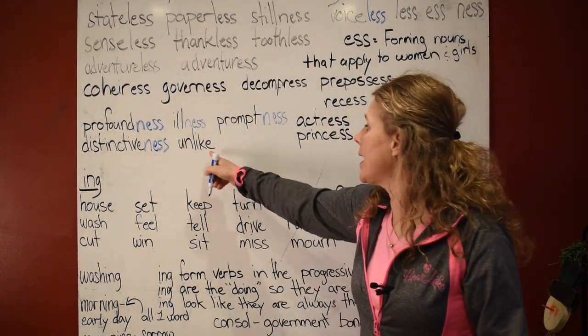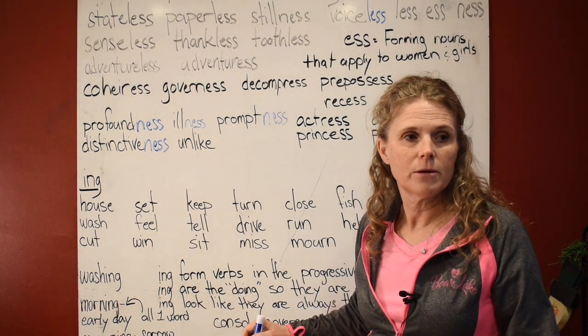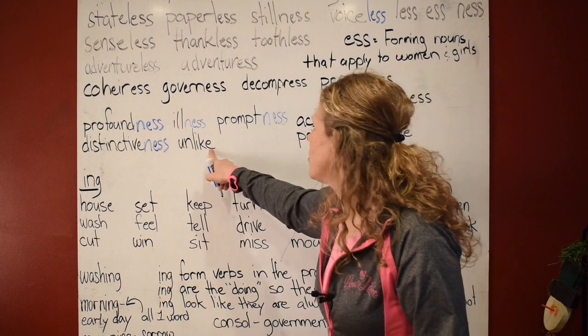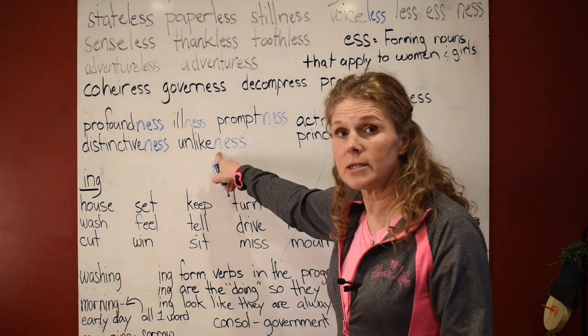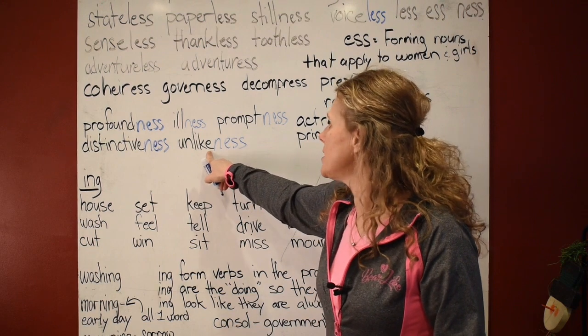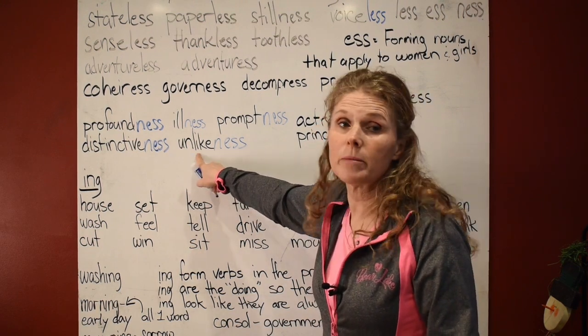Unlike, do we just add it on, or do we drop that E? You add it on. You just add it on. This is a consonant suffix. So if we drop this E, it would say unlikeness, because that E is doing a job here.